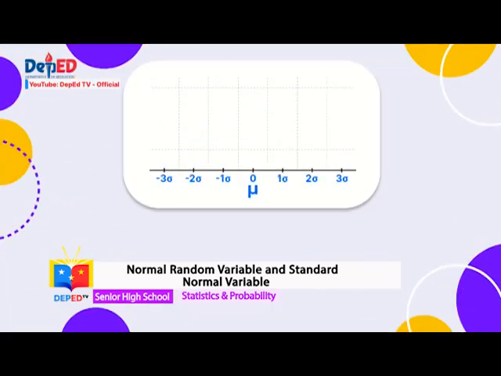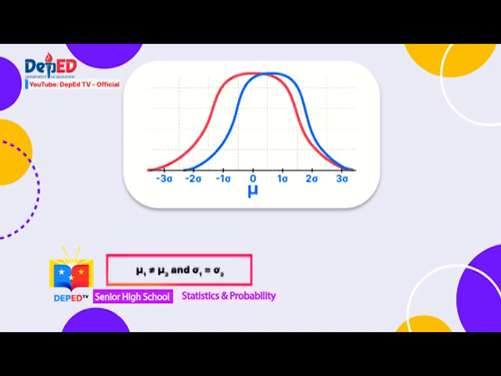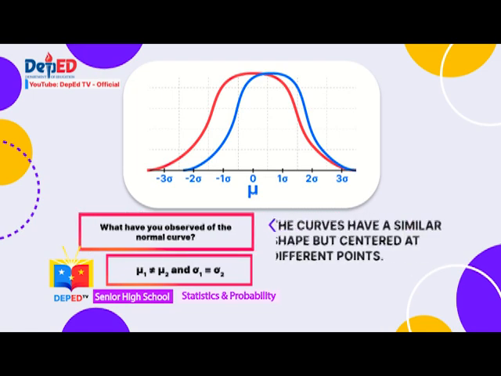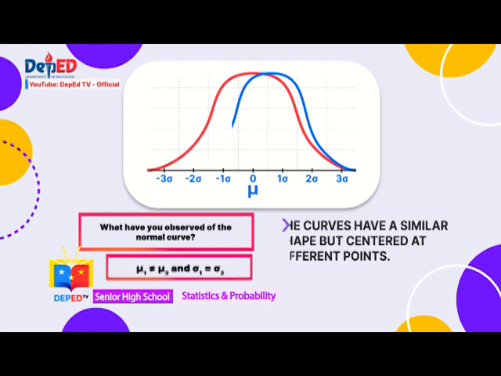When comparing two distributions, each described by the normal curve, the following are the three situations based on the said parameters. First, when the means are not equal but the standard deviations are equal. What have you observed of the normal curve? Exactly. The curves have a similar shape but centered at different points.